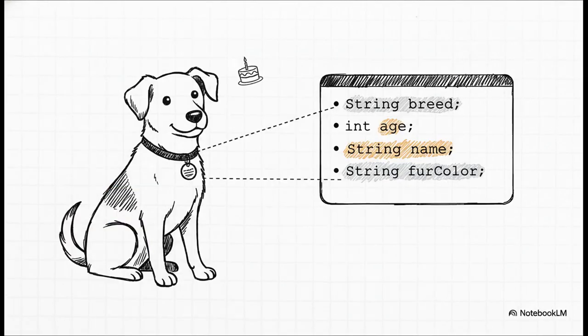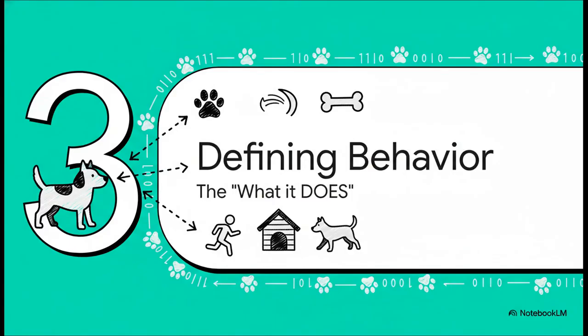And here's what that actually looks like in code. To store the name, which is text, we'd probably use a data type called a string. For its age, which is a whole number, we'd use an int, which is just short for integer. So you can see how each property we came up with now becomes a specific, defined attribute in our blueprint. So we figured out what a dog is. Now, what about what a dog does?